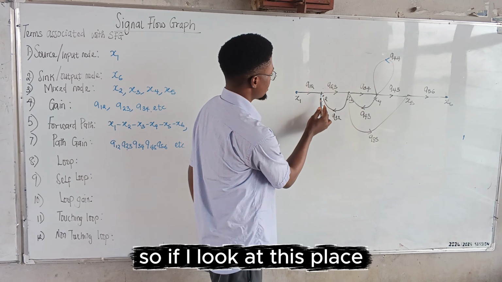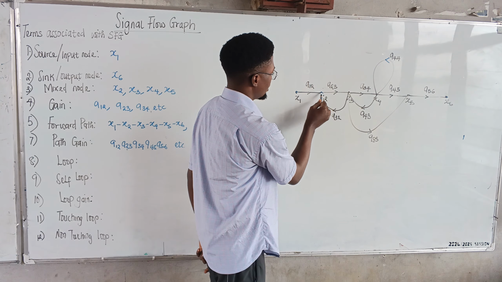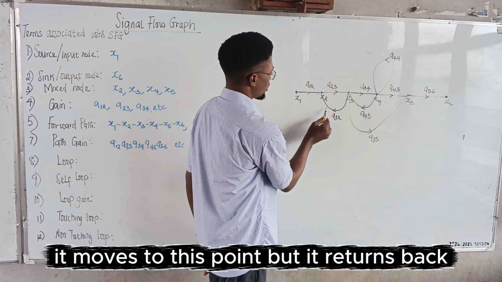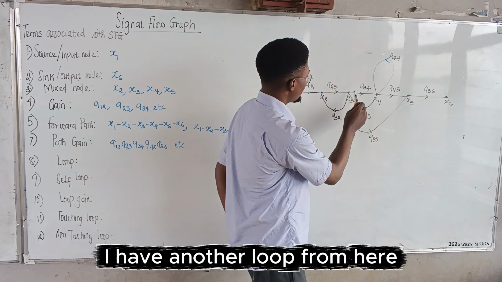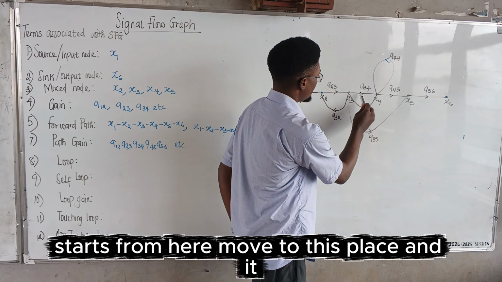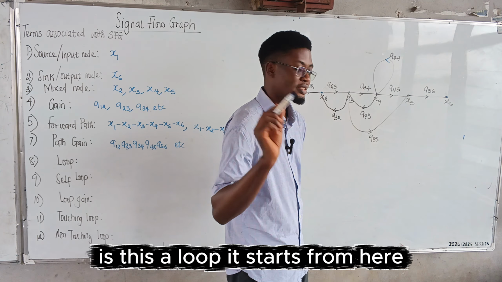So if I look at this place, I have a loop. Why? Because it starts from here, it moves to this point, but it returns back. So this is a loop. Let's check again. I have another loop from here, starts from here, moves to this place and returns back. That is a loop.